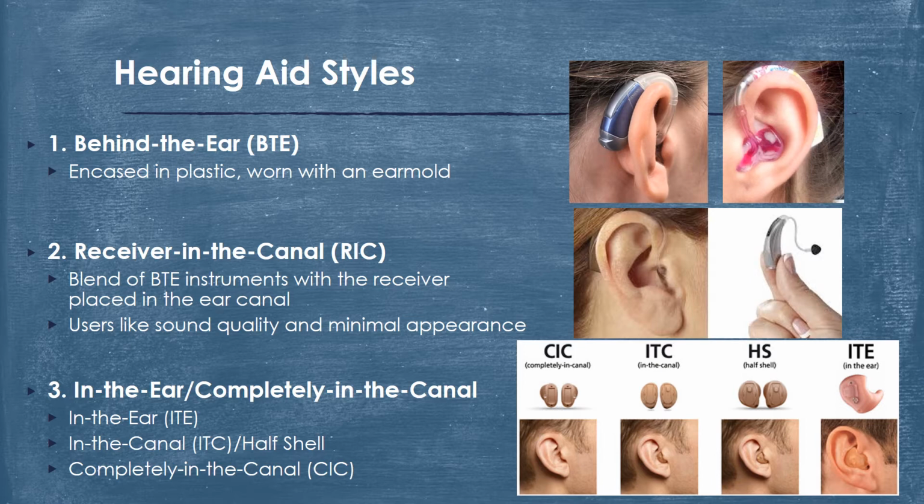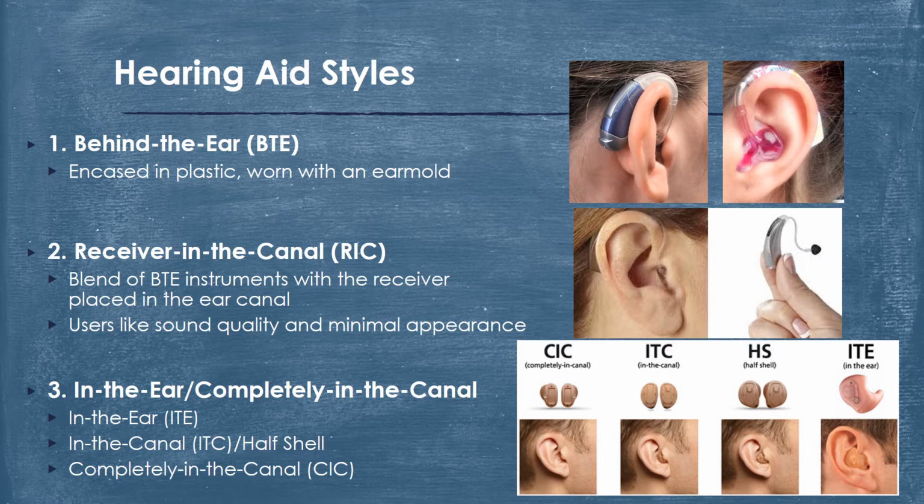You also can have an in the canal or half shell, that's the middle 2 pictures. So the in the canal just fits a little bit deeper than the half shell. The half shell is truly half of an ITE. So you can see it doesn't take up the whole concha. The very top of the concha is open versus an ITE, it's not open. And completely in the canal, you can see it's completely in the canal.